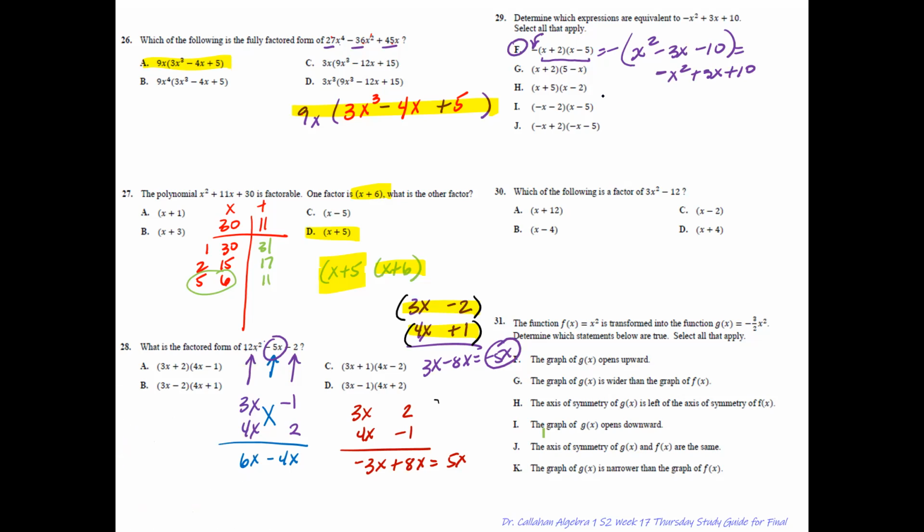Now let's take a look at the second one. Second one, if I were to FOIL this, 5x minus x squared plus 10 minus 2x. So if I rewrite this, does it equal that? Yes, it does. So that's also qualifying.